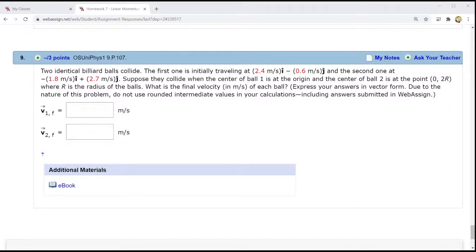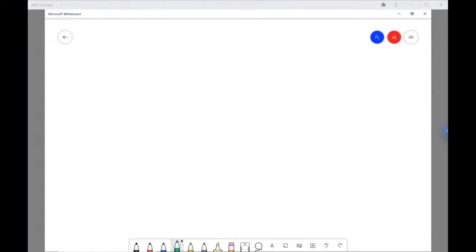So that's the problem. Let's take a look at how you would set this up and solve it. It's cold out there today. This is an elastic collision between billiard balls.